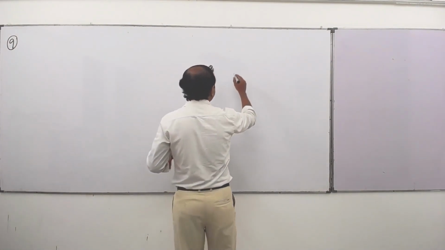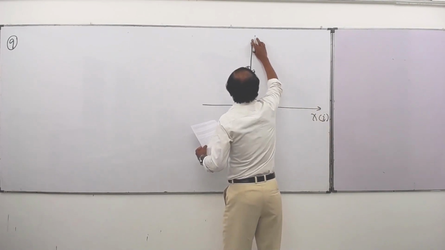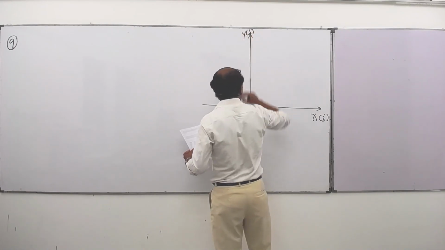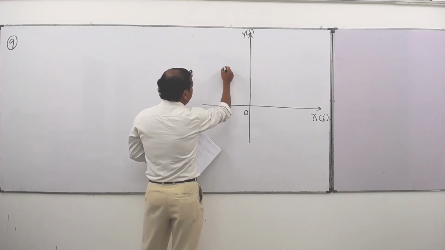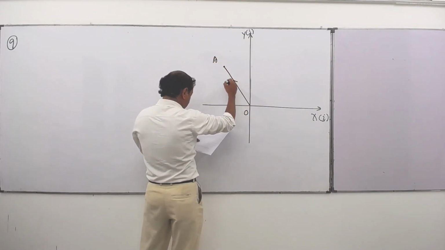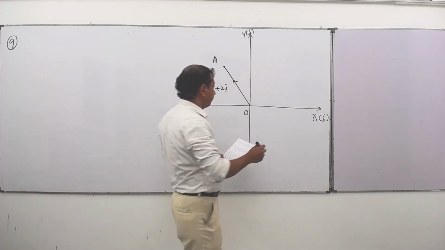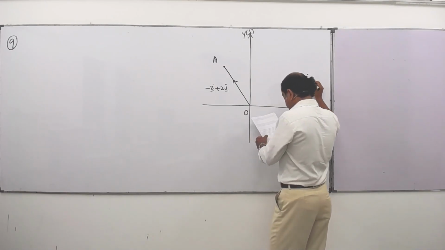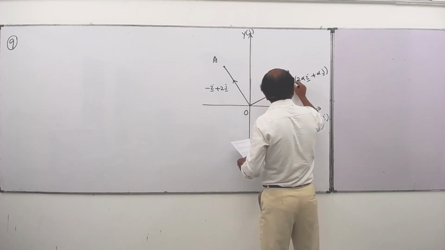Minus i plus 2j. The y intercept is j over here. Minus i plus 2j means coordinates minus 1, 2. This way it's a point A. This vector, minus i plus 2j. Point B, 2 alpha i plus alpha j, here. 2 alpha i plus alpha j. This vector. Point is B.